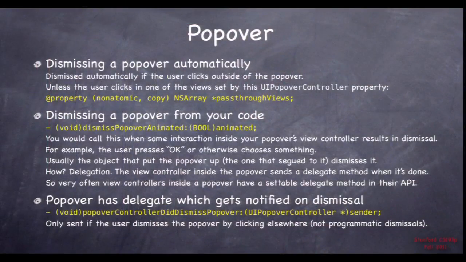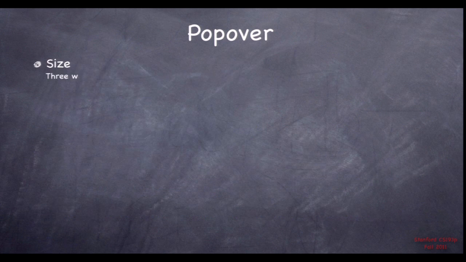The popover does have a delegate. It's not used that much. The main thing it tells you about is dismissal. It actually has two methods. One asks you whether it should dismiss something, and then this one gets sent to you when it's actually dismissed. But this only happens if the popover is dismissed by someone clicking outside the popover. You don't get this if someone calls dismissPopoverAnimated. So this is basically userDismissedPopoverController.